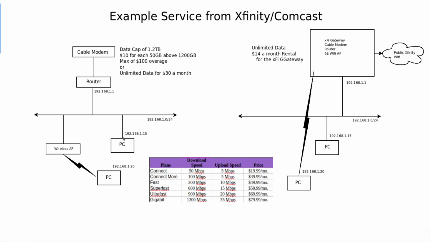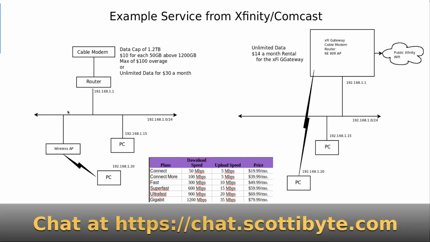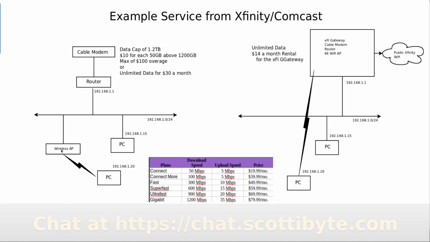And so if I have something connected to the local network, it might get an address on the local network, like this PC here. And then I might have a wireless AP that hangs off the local network. And then there might be another PC that connects only wirelessly through that wireless AP.